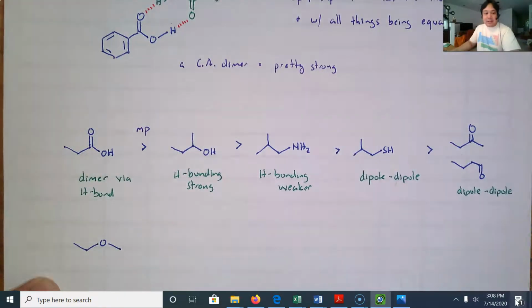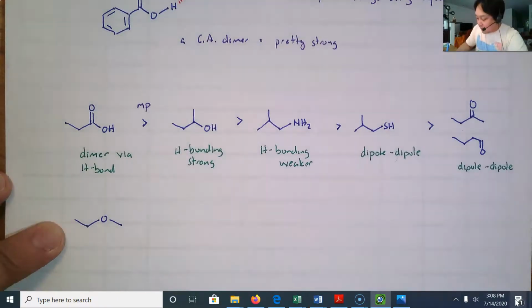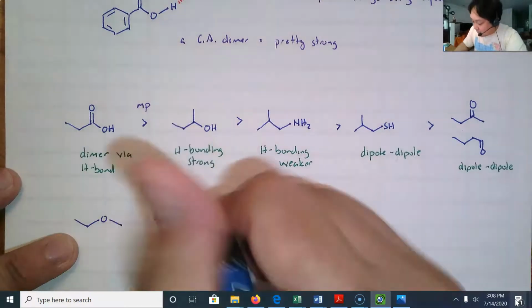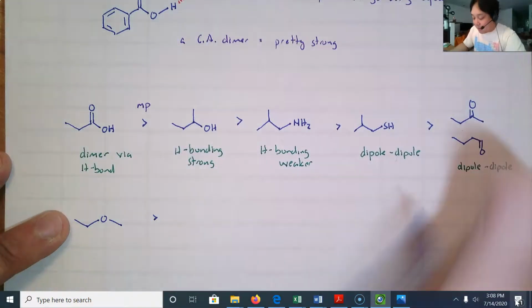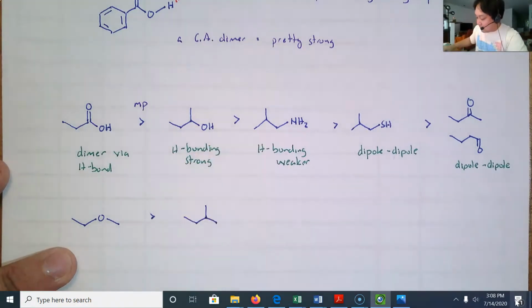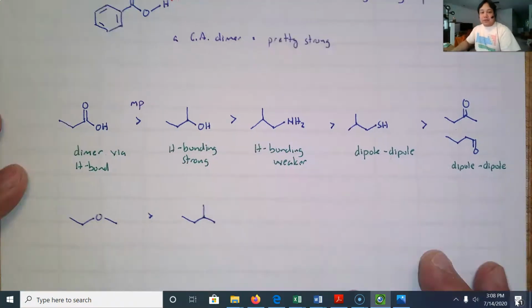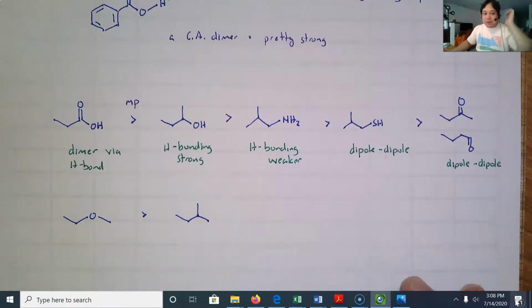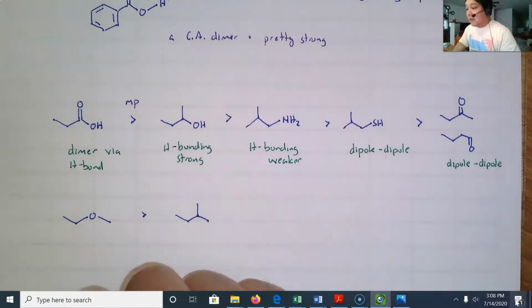That's analogous to the molecular weight. Ethers. And then something that has no dipole bonds, alkanes. That is your trend in terms of boiling point slash melting point. Okay.